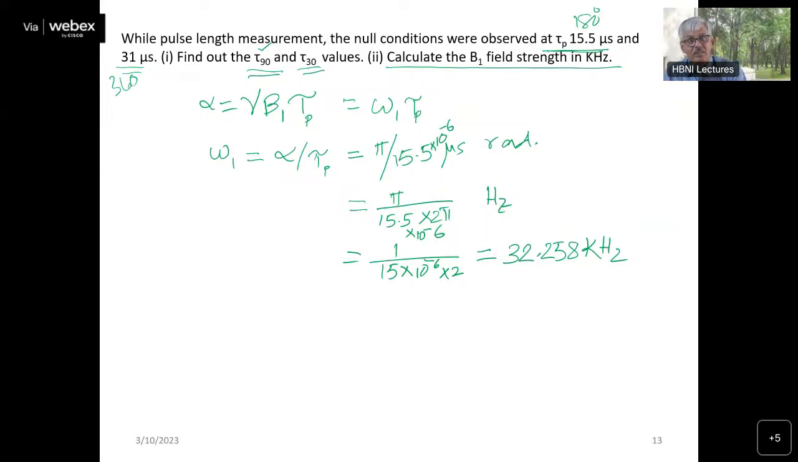So one can find that out. If we know this, we will be able to find out what should be the value of tau. You can find out all these parameters if you know them.